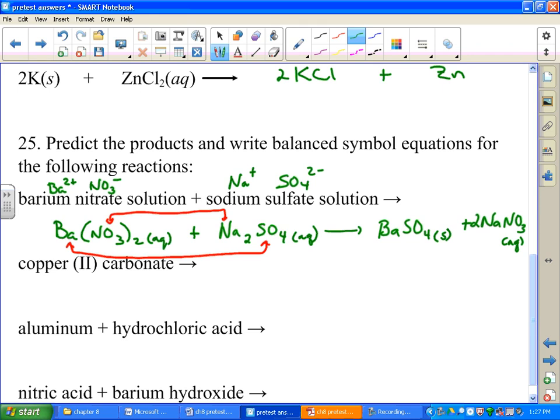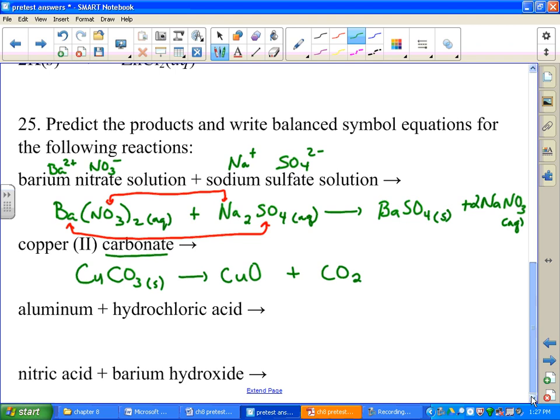Copper 2 carbonate. This looks like a decomposition reaction, so I'm going to write CuCO3, and I'm heating it up, or I'm decomposing it. Now, carbonates decompose into an oxide plus carbon dioxide. So I'm going to get copper oxide. Again, copper's plus 2 there, so it's going to be CuO. This copper is plus 2 and oxide is minus 2. And carbon dioxide. Carbonates decompose into oxide plus carbon dioxide. It's balanced already. Okay, aluminum plus hydrochloric acid.